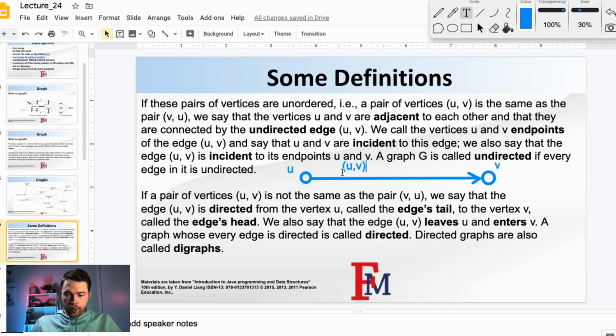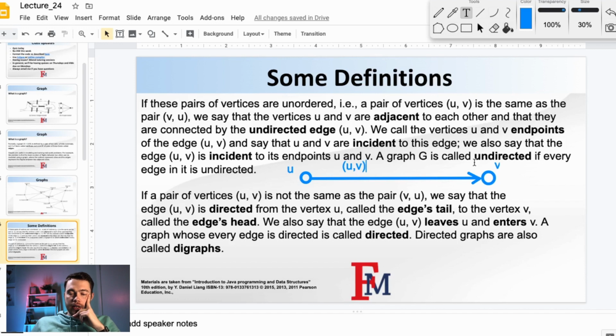U, comma, V, boom. Yes, perfect. Okay, so that's an edge called UV. It goes from U to V, and it happens to be unidirectional, so a directed edge. So there is a direction which this edge has. We call the vertices U and V endpoints, and say that U and V are incident to this edge. So you have this line, and this line connects two dots. Those dots are incident to this edge. We'll also say that the edge UV is incident to its endpoints U and V.